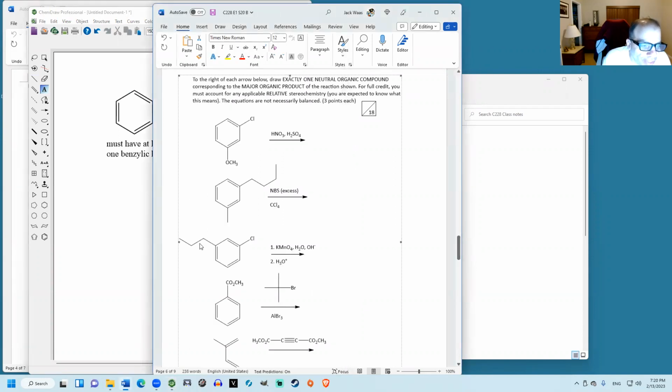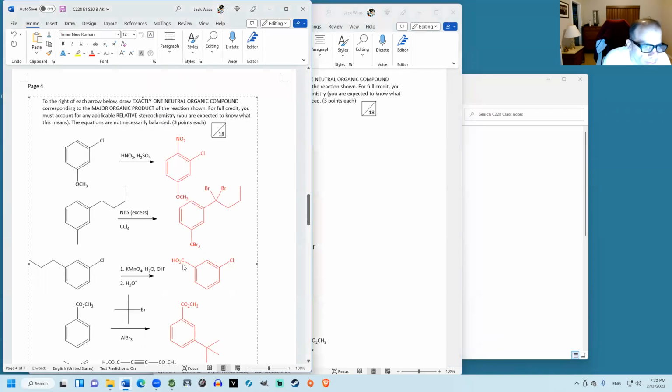And this is just like that. Here's a benzylic carbon that has at least one hydrogen on it. That's going to get converted to the carboxylic acid. So there's your carboxylic acid functional group. The chlorine doesn't do anything.